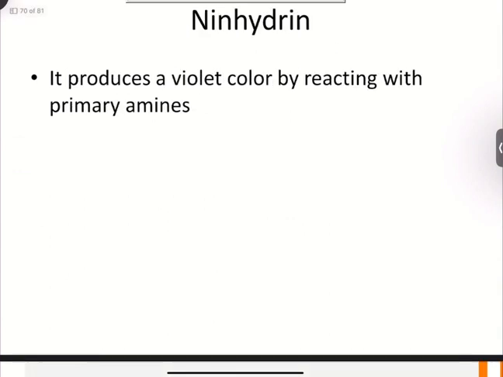Next is ninhydrin test. This produces a violet color by reacting with your primary amine. So, ano ang tinetest nito? The amine content of your proteins, which is your NH group.